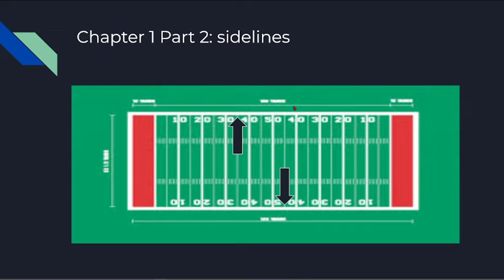Sidelines. There are four sides on a football field due to it being a rectangle, but it's called the sidelines because it's the two longest sides where each team sits and waits. If you touch these sidelines while you have the ball, you are ruled out of bounds, stopping the play and time.